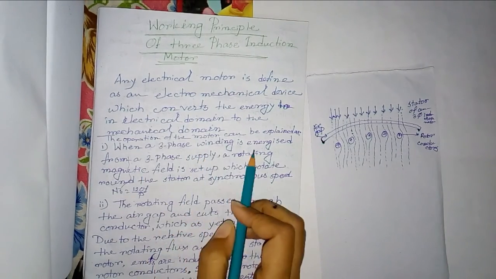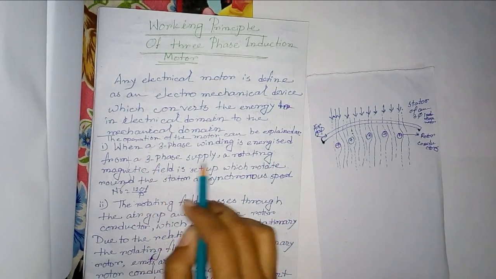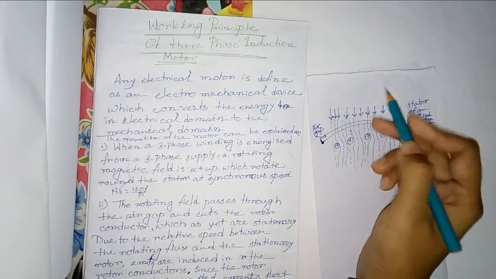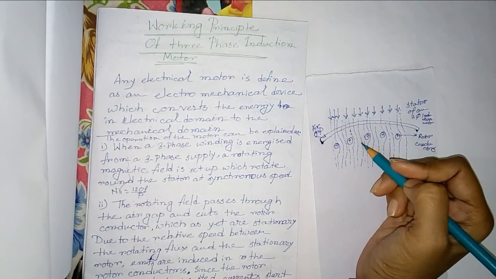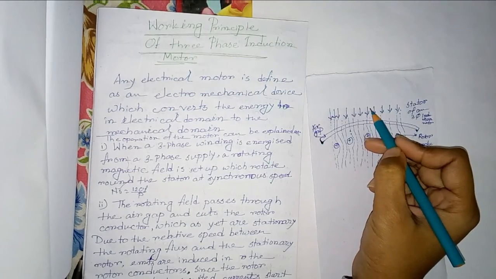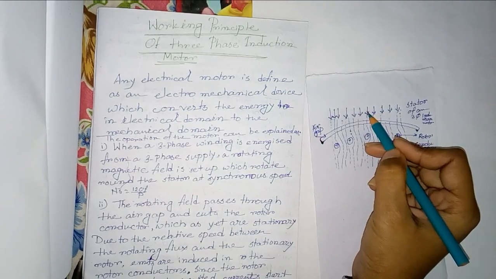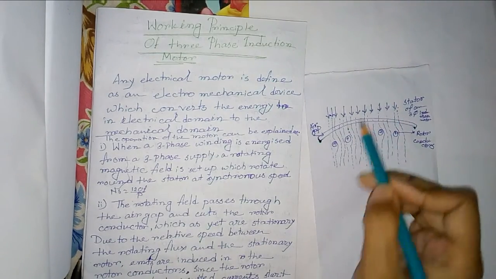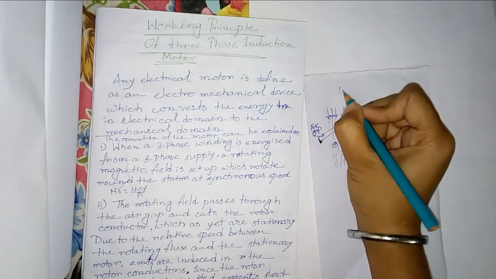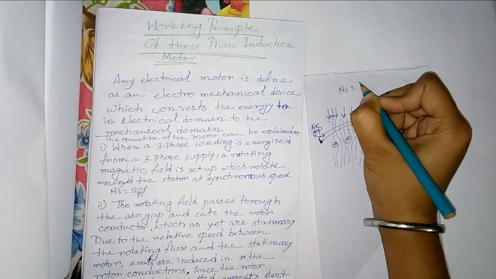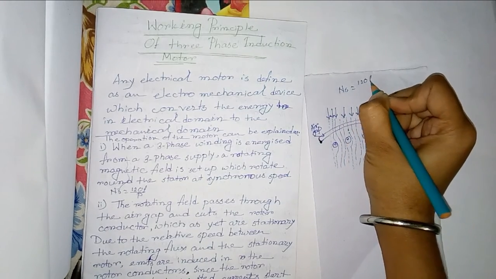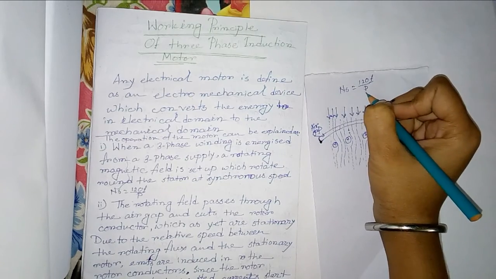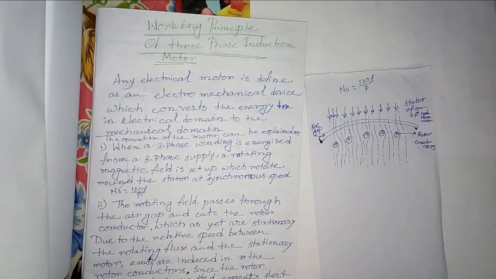When a three-phase winding is energized from a three-phase supply, that means when the stator winding is energized from a three-phase supply, a rotating magnetic field is created here, which rotates around the stator at synchronous speed. That speed Ns is equal to 120 f by p, where f is the frequency and p is the number of poles.